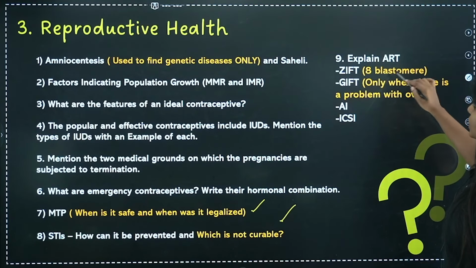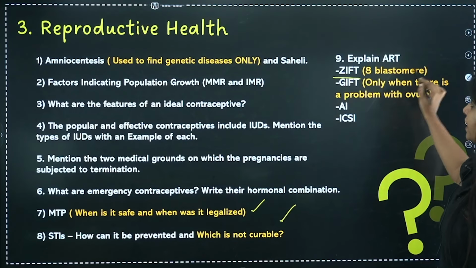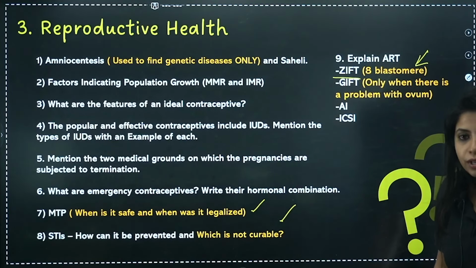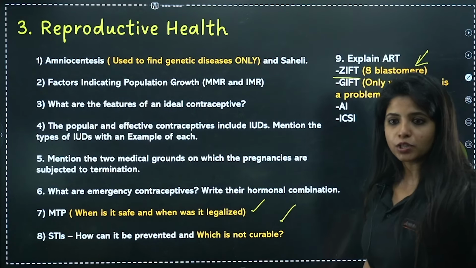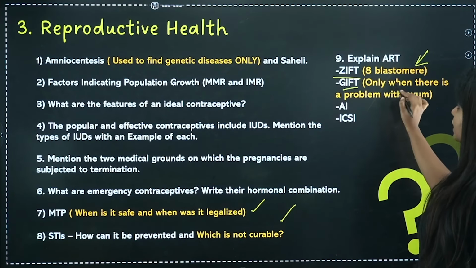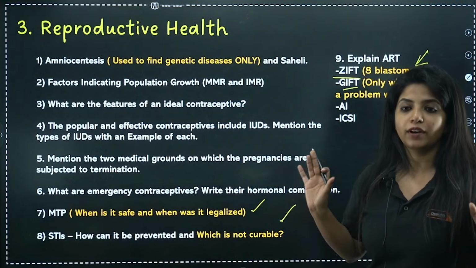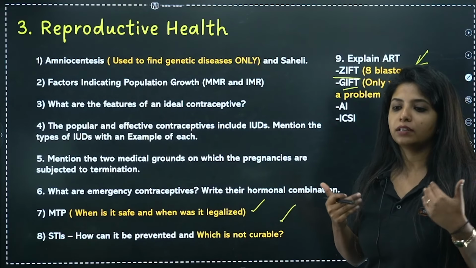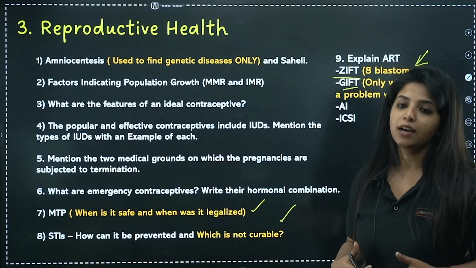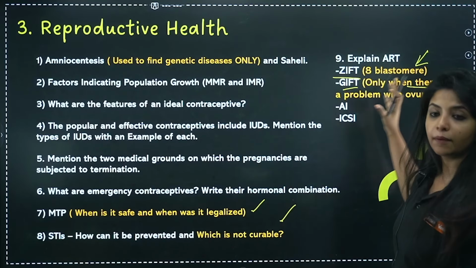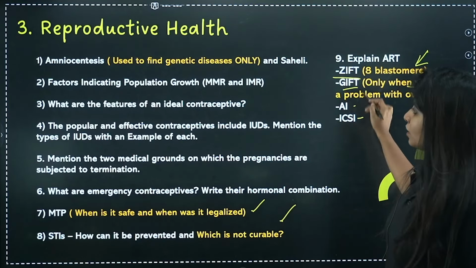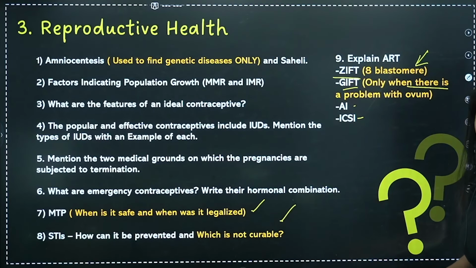Okay. Now explain the ART. In that, ZIFT is there; only up to 8 blastomeres you can do this. After that you have embryo transfer, and then you have GIFT. GIFT is performed only when there is a problem with the ovum. Everything else is fine; the mother's system is totally fine. She can produce a baby, but she needs a gamete donor. That's all. So AI, ICSI, all of it is important. Please go through all these things.